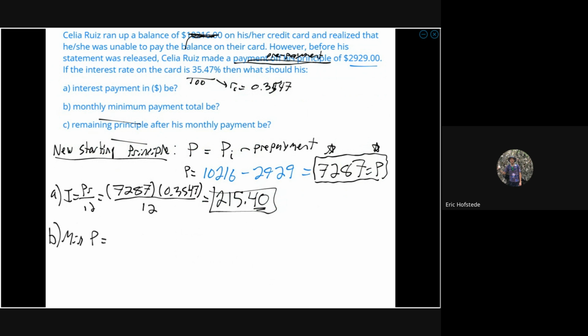Minimum payment is going to be my interest plus my payment off principal. Again, I calculated interest, so I can pull that number right from here, $215.40, plus a payment off principal, which is always going to be 0.02 of my principal, $7,287. All right, let's throw it in the calculator and see. 215.40 plus 0.02 times 7287 gives me $361.13.